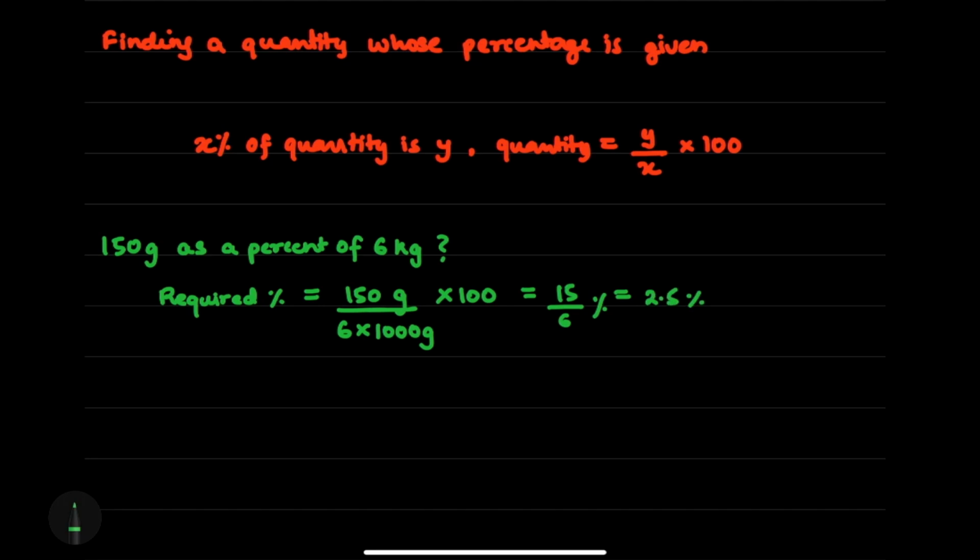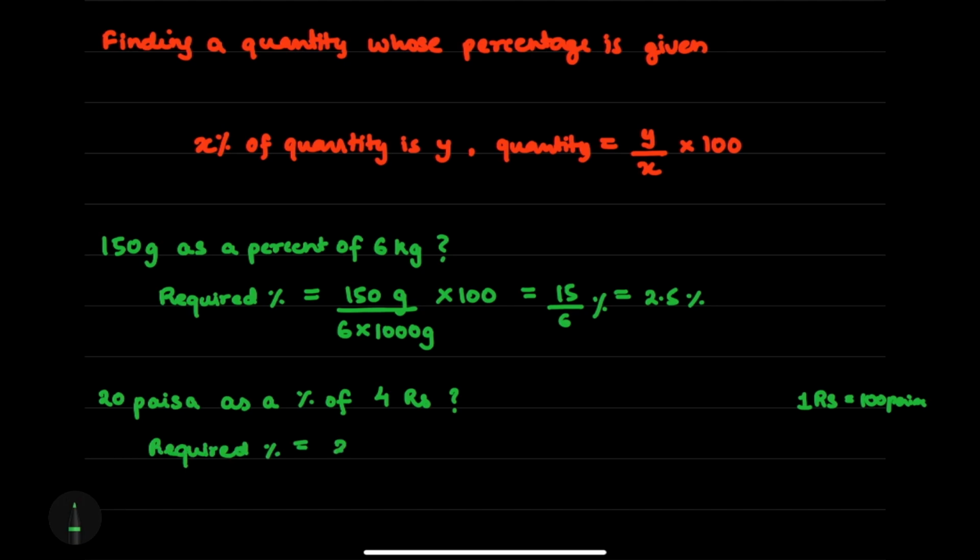Similarly, we can also do another question where we have 20 paisa as a percentage of 4 rupees. We know 1 rupee is equal to 100 paisa. So the required percentage would be 20 paisa. We'll convert everything into paisa, upon 4 into 100, because every rupee is 100 paise. And then we'll multiply it into 100. And that gives us 5%.